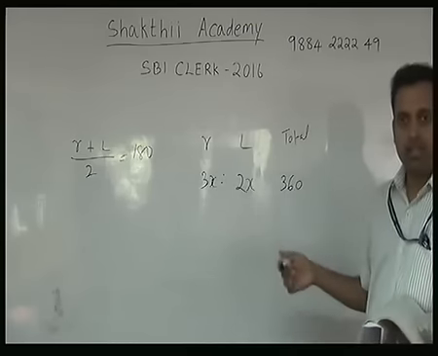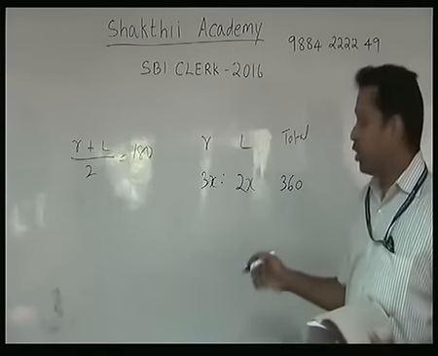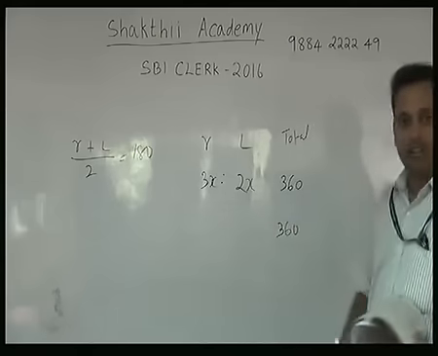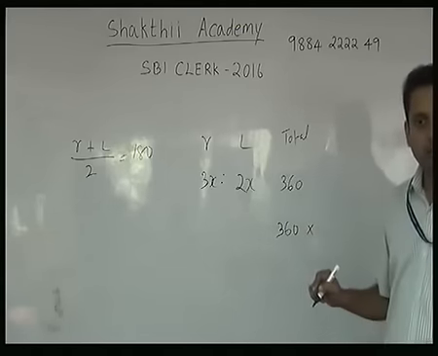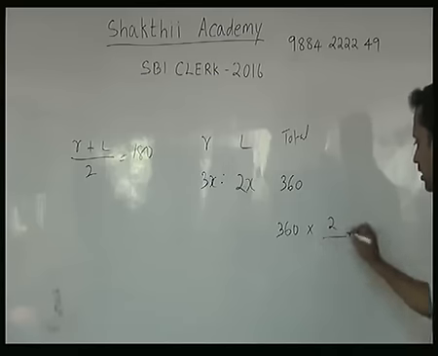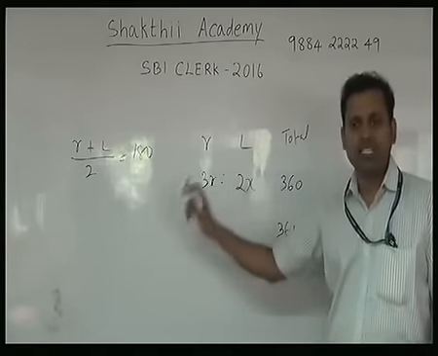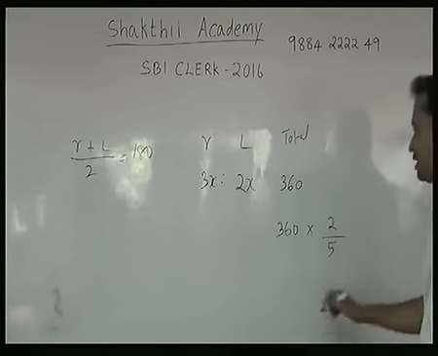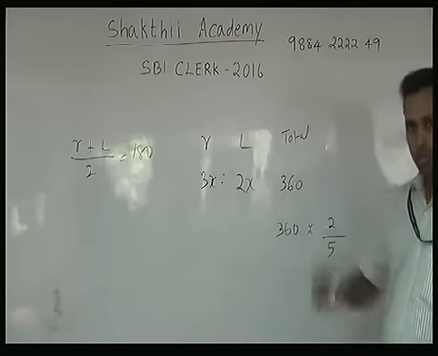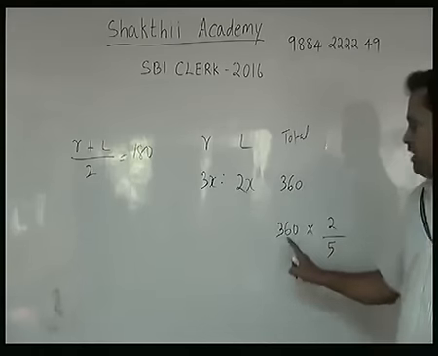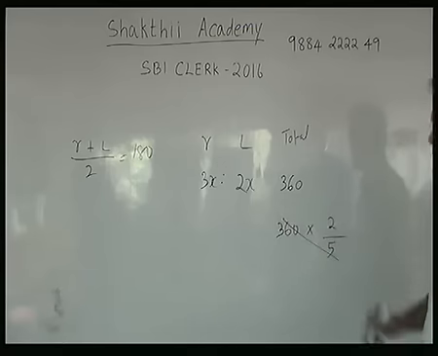How will you solve this? I know the total is 360 flowers. Out of the 360 flowers, how much is lilies? Lilies are only 2 parts, but the total is how many parts? 5 parts. So lilies are 2 out of 5, multiplied by the total number of flowers, 360. When you multiply this, you will get the answer.